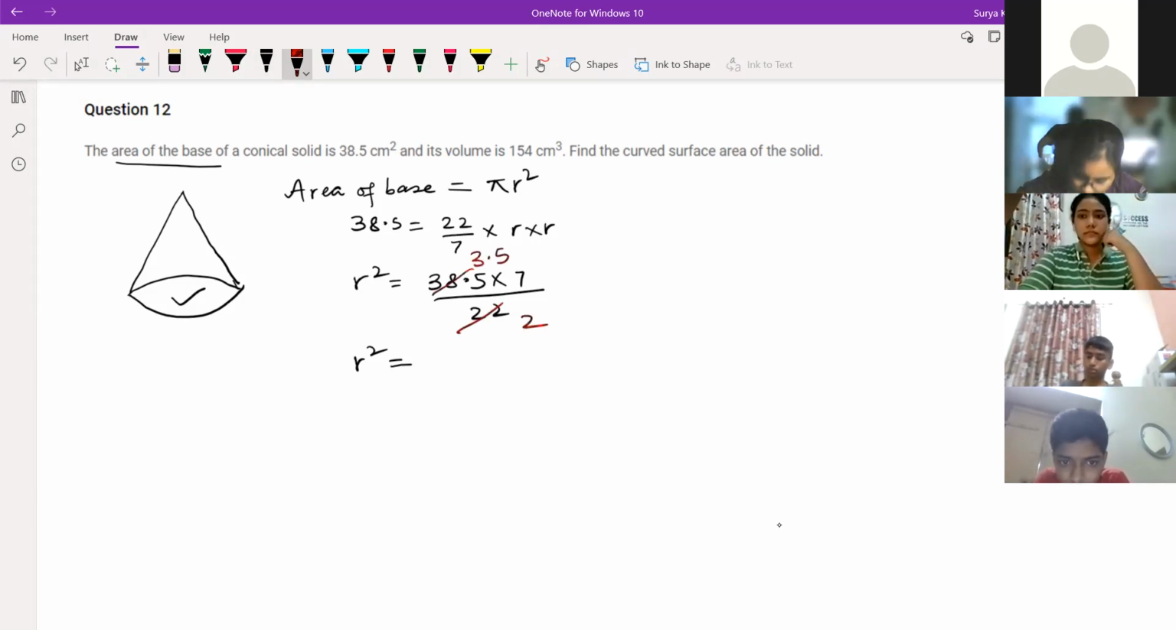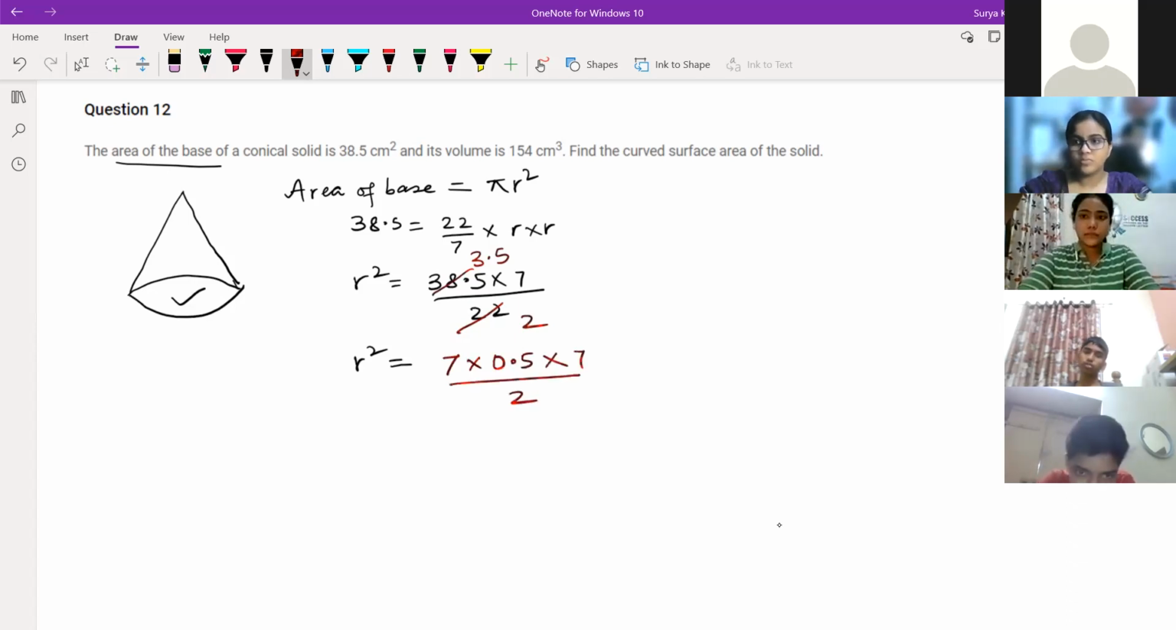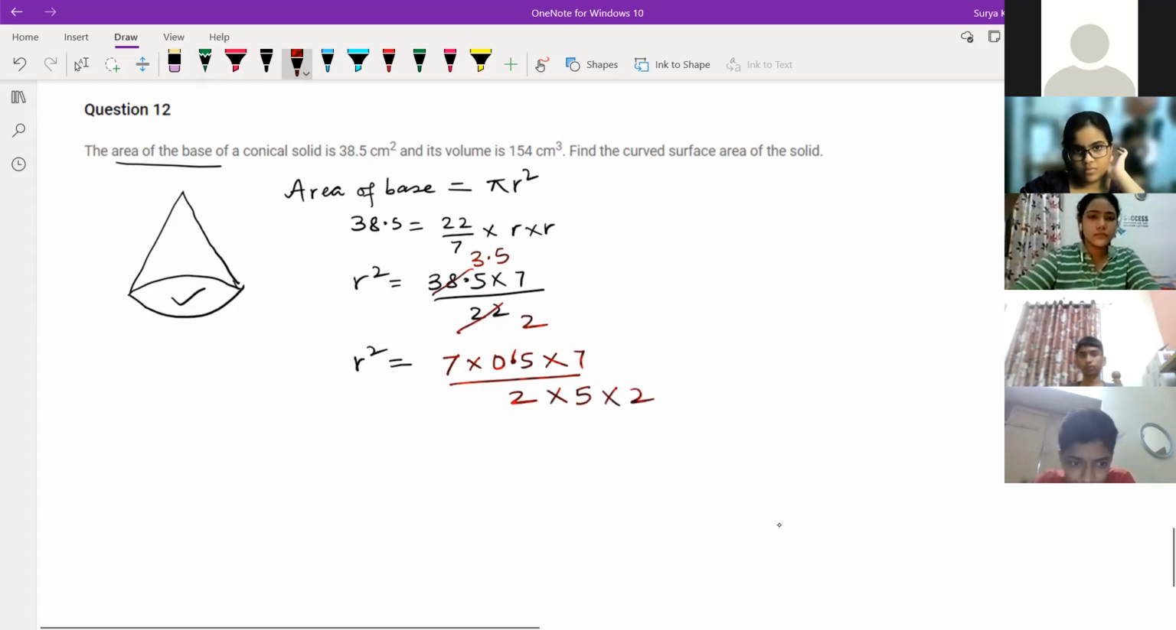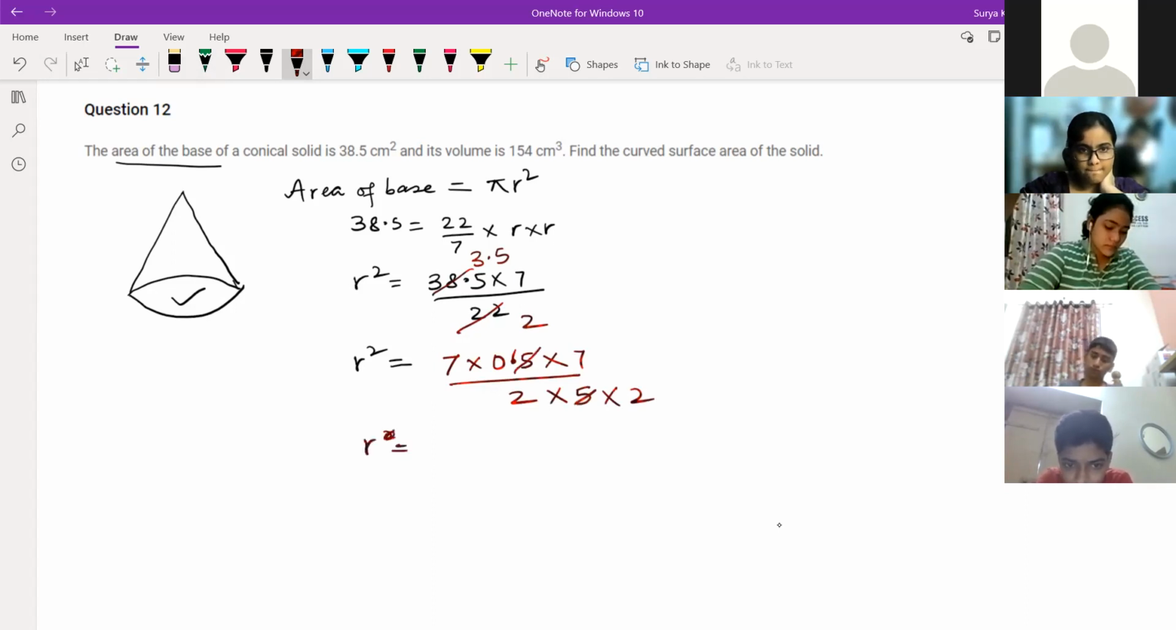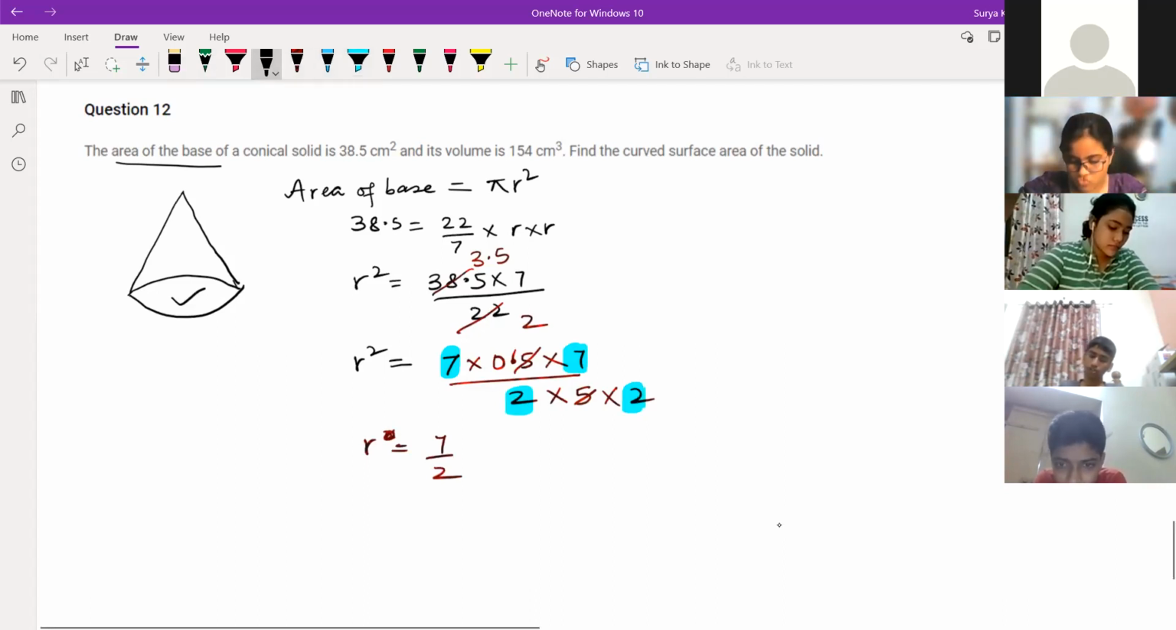So 3.5 means you can write what? 7 into 0.5, right? Into 7 divided by 2. Correct? Again, for this point, if you want to remove it, this 10 will come down over here. So for 10, we can write 5 into 2. So 5 gets cancelled. So answer is what? R square. If you want R, you write here 7 by 2, because everything is repeated twice. 7 is 2 times and 2 is also 2 times, right?